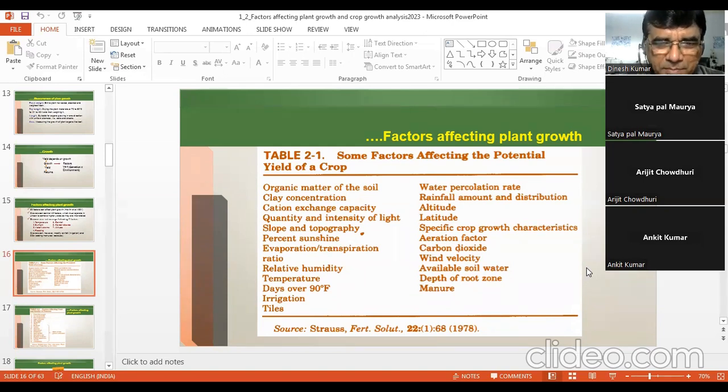Then, of course, he missed the plant factors. Plant factors are not there. Genetic factors are not there. But he has given specific growth factors. So you can just summarize these factors into groups.